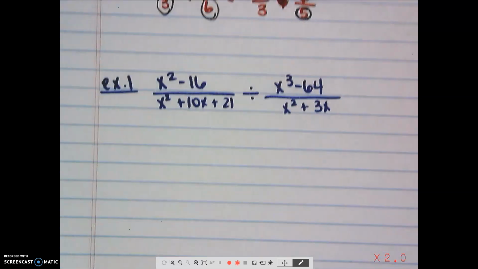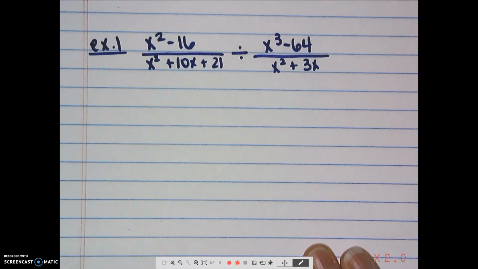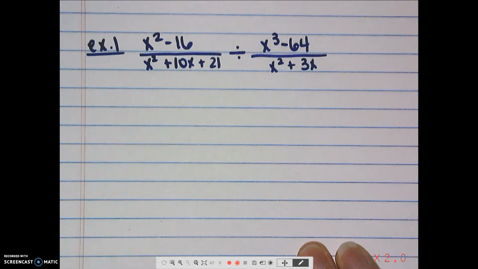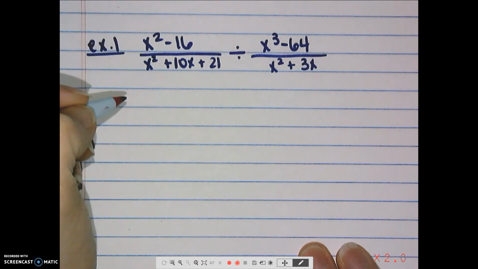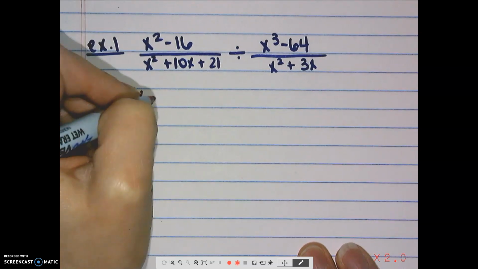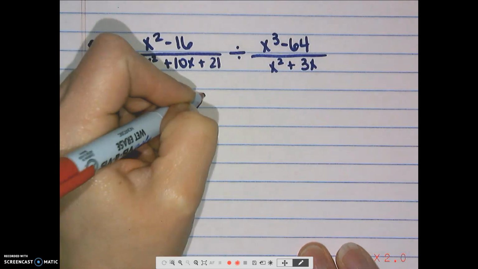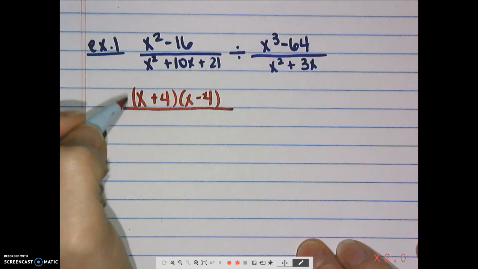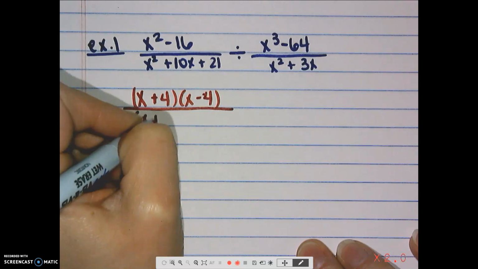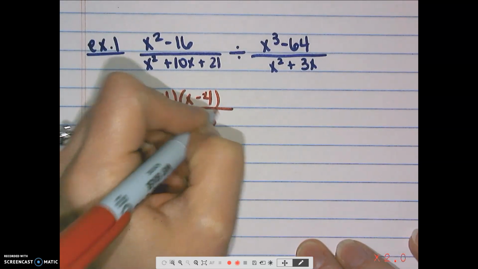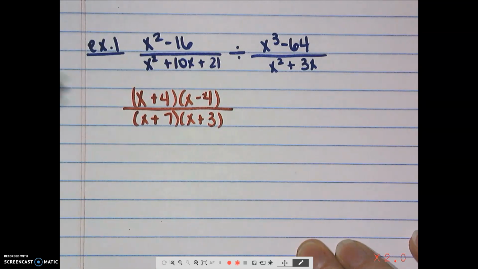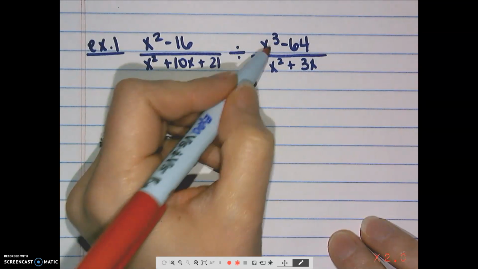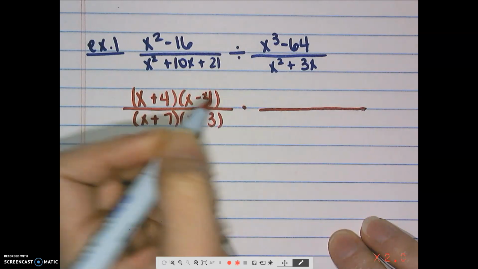Okay, let's take a look at a couple of examples. So here's our first one. We have x squared minus 16 over x squared plus 10x plus 21 divided by x cubed minus 64 over x squared plus 3x. So in the first fraction, remember, with any of this, we're going to factor everything as much as possible. So we would get x plus 4, x minus 4. It's a difference of squares. In the denominator of the first fraction, we're going to factor that into x plus 7 and x plus 3, because we need two numbers that multiply to give us 21 and add to give us 10. Now, as we're factoring this next fraction, we're going to flip it.